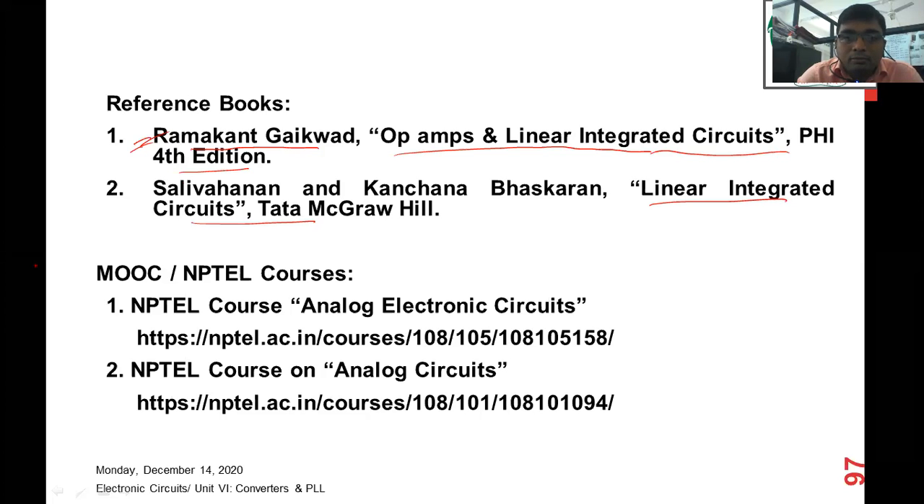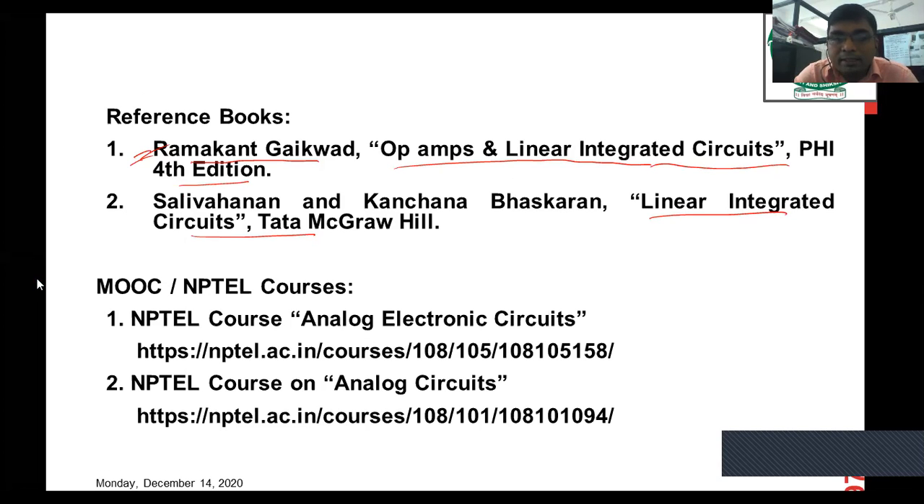GATE is, you can say, a door that opens up government jobs as well as PSUs or higher education in the IITs and NITs. They ask questions from the 8 subjects of electronics engineering, and out of that, the maximum number of subjects are from the second year, like electronic circuits. Now Pune University has merged 2 subjects, electronic devices and circuits and linear integrated circuits, into one subject. So this has a very high impact on the GATE examination.